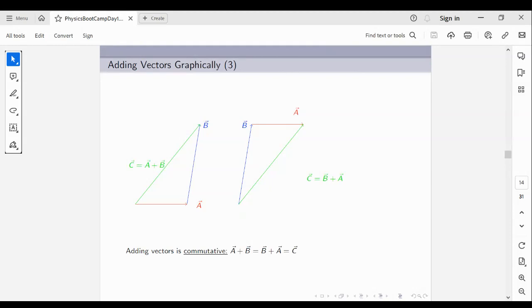Are there any questions? Why do we have to do the first part tail to tail?